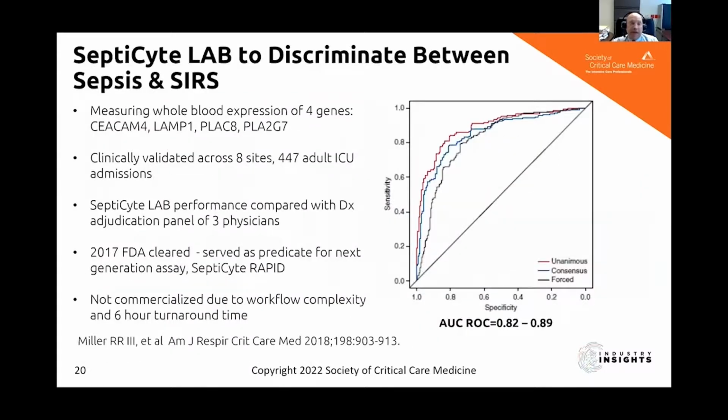Let's move to the next determination, and that is something called Septicide Lab, which is a whole blood expression of 4 genes on white blood cells that go along with the response to an infection that we could then say is a cause of sepsis. And this was a study that was clinically validated across 4 sites and across 8 sites, and ours was one of those sites, in 447 adult ICU admissions. And this test, which did meet FDA clearance in 2017, was able to identify 4 bands with likelihood of sepsis. And the area under the receiver operating curve in this case went from 0.82 to 0.89. And this did receive FDA clearance and approval, but it wasn't commercialized due to workforce complexity and a 6-hour turnaround time.